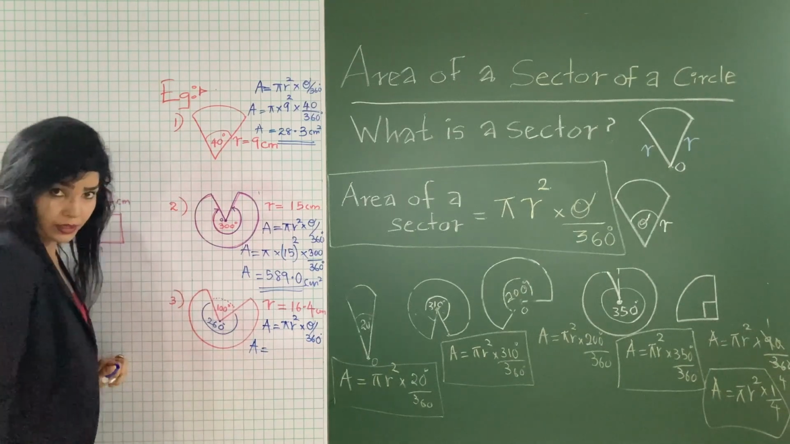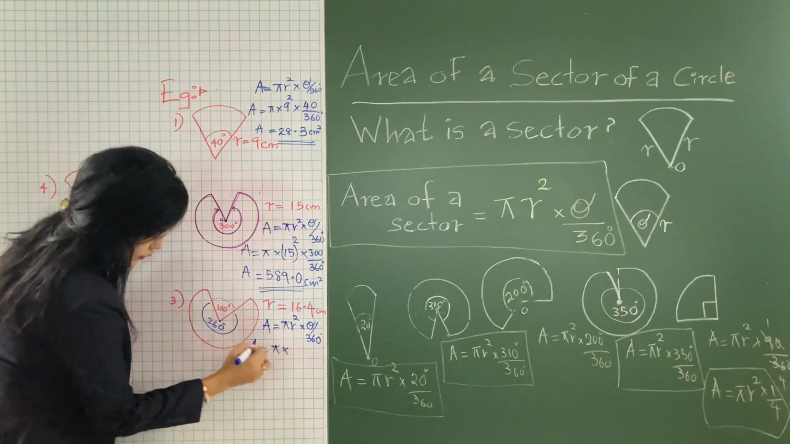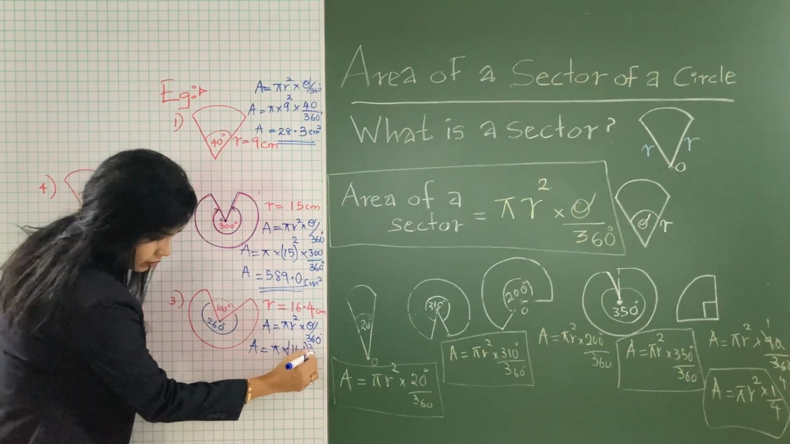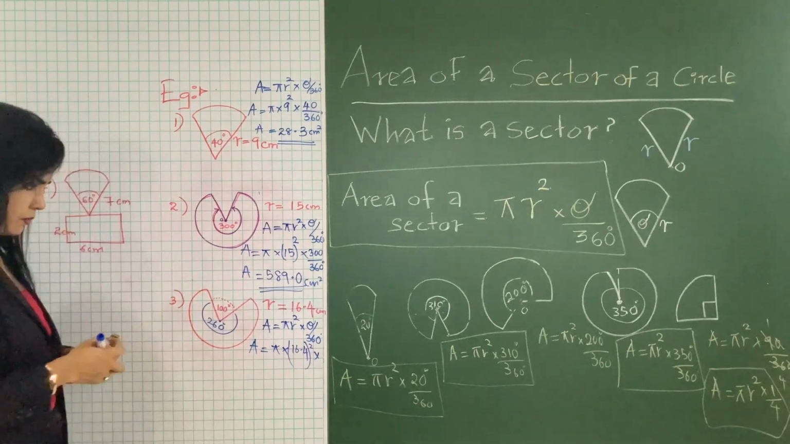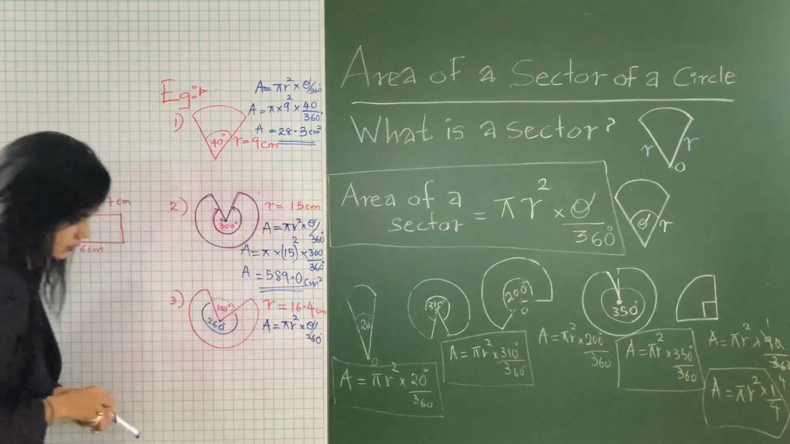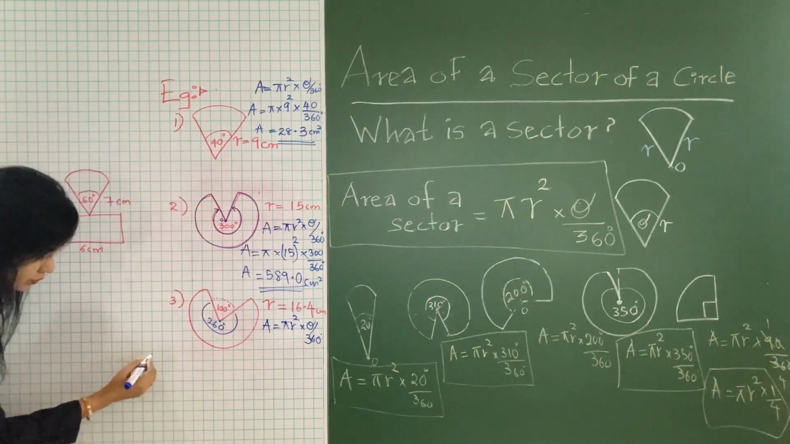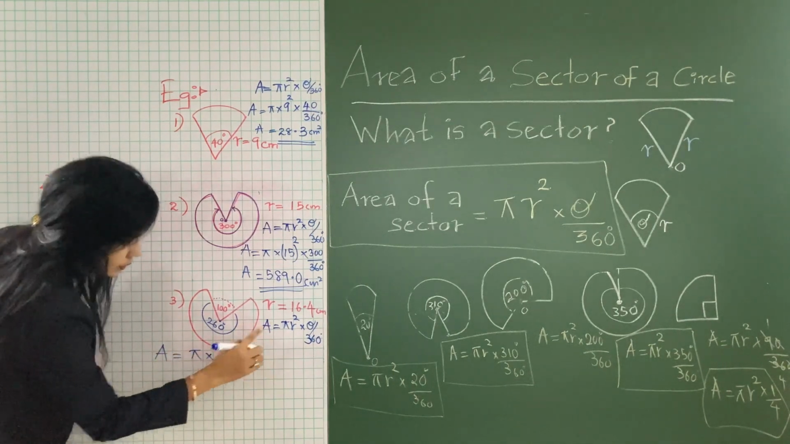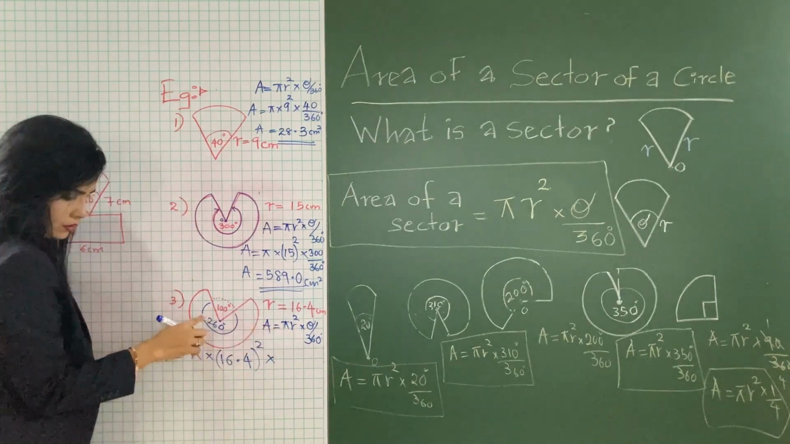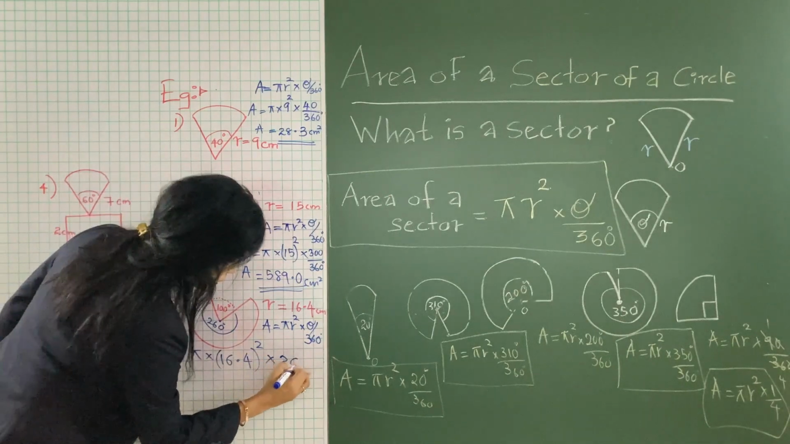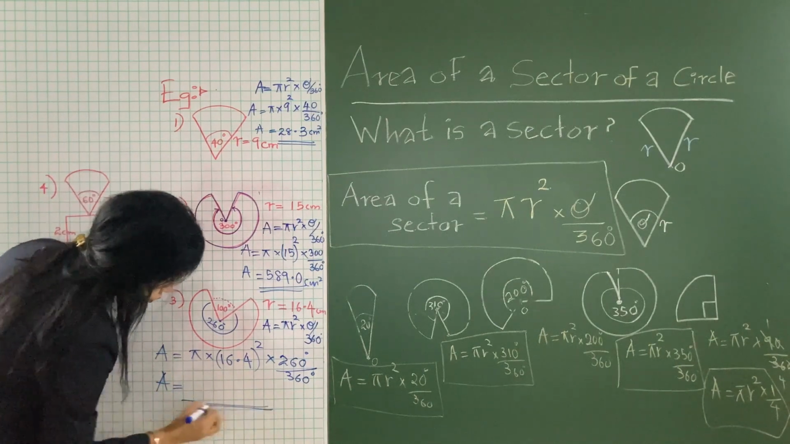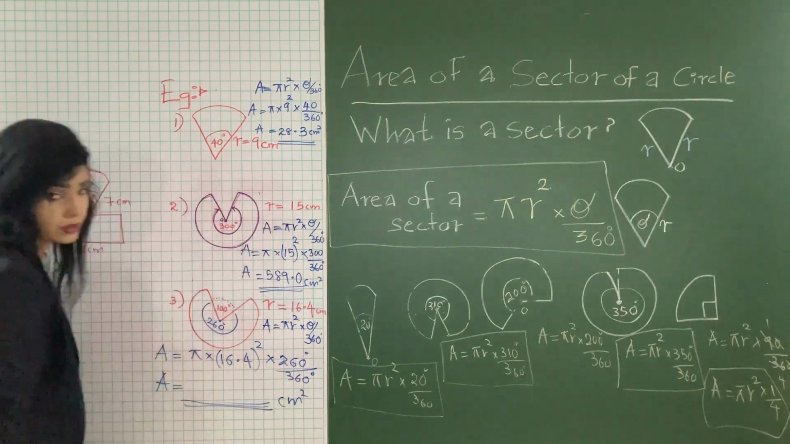So the substitution of values: pi into radius 16.4 square into, what is the theta value? Let me write this substitution in a different place, somewhere here, so that it will be more visible to you. Pi into radius 16.4 square times theta. Theta is 260, not 100. 260 out of 360. Please get me the value for one decimal place.